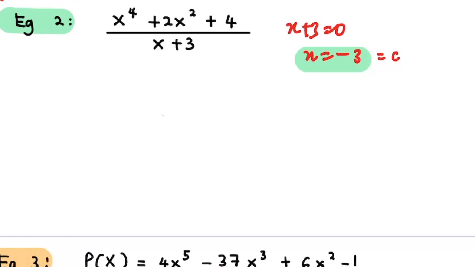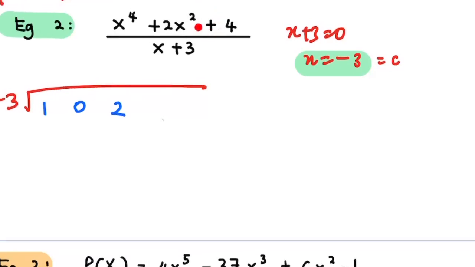So let's put your c here, minus 3. And then let's put all of the other coefficients on the other side. So this is a polynomial with degree 4. So you should write the coefficient for power of 4, power of 3, power of 2, power of 1, and also the constant. So let's start with the coefficient for x power of 4. This is 1. And then the coefficient for x power of 3. You don't have any of that. This must be 0. And then the coefficient for x power of 2. This is 2. And then the coefficient for x power of 1. Again, this is 0. And finally, it is constant, which is 4.